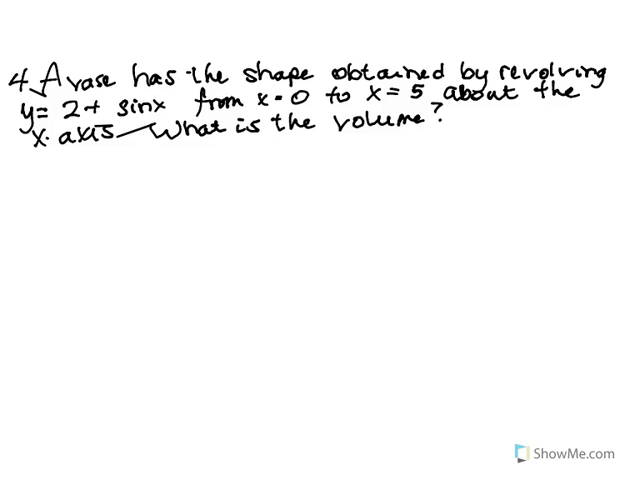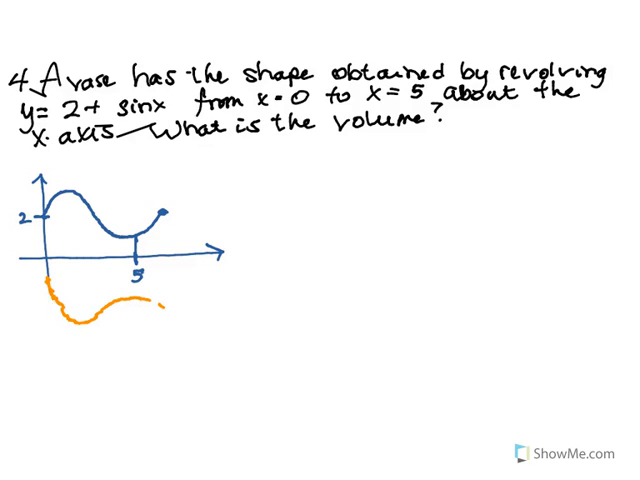A vase has the shape obtained by revolving y equals 2 plus sine x from x equals 0 to x equals 5 about the x-axis. What is the volume? I'm going to start by sketching this graph. If this is 2 plus sine x, then my graph would look something like that. And I'm going to guess 5 is right about here, because getting to this point would be 6.28, or 2 pi. So here's my region that we're going to rotate around the axis. That's a terrible reflection, but maybe you can imagine what this vase would look like.